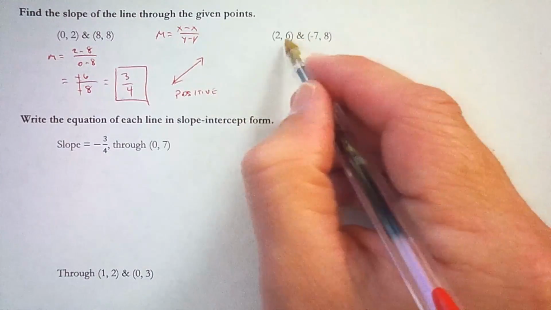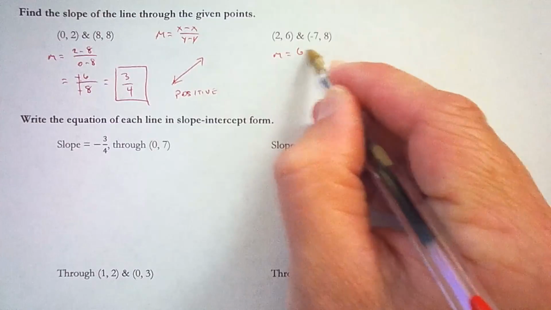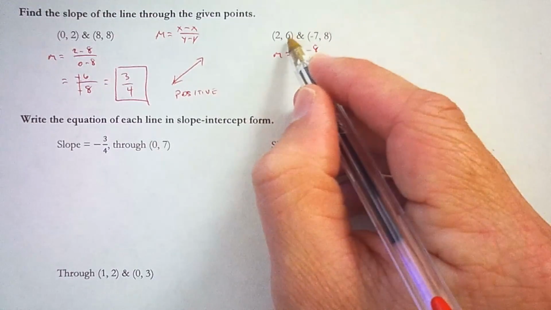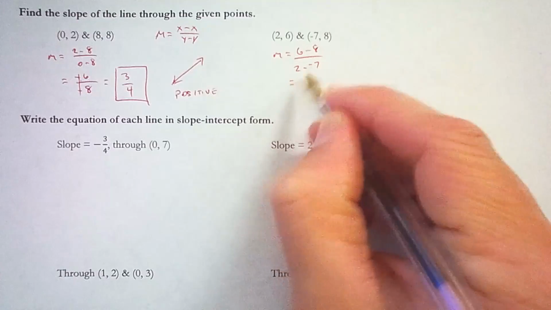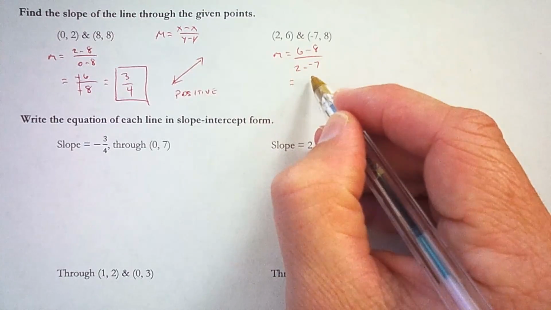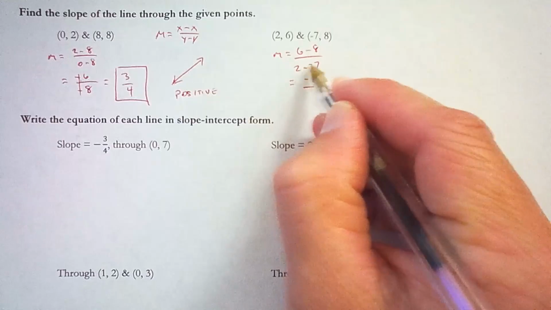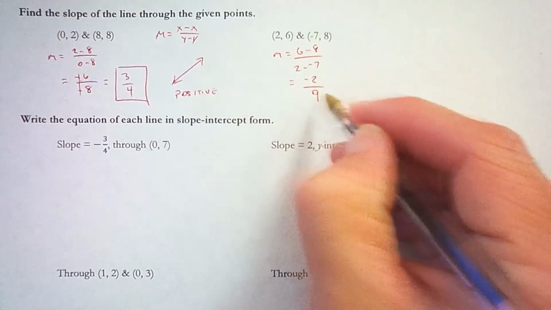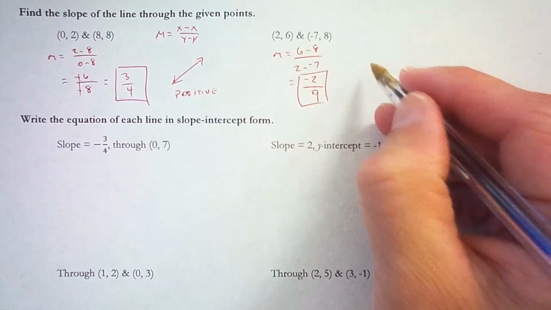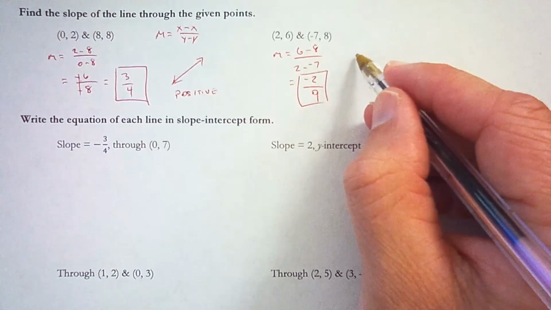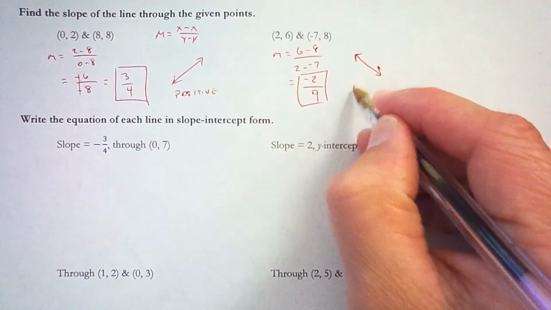Our next 2 points, slope is y minus y, 6 minus 8, over x minus x, 2 minus negative 7. So that's negative 2 over, and then 2 minus negative 7, that's 2 plus 7, so 9. Negative 2 ninths, so there is my slope. And that's a negative slope, so I'll remind you that a negative slope looks like this on a graph. It is falling from left to right.